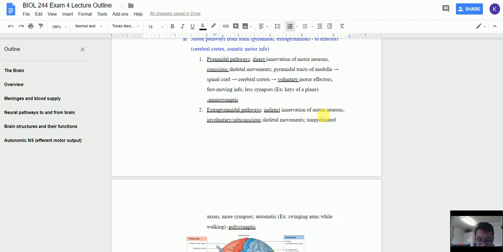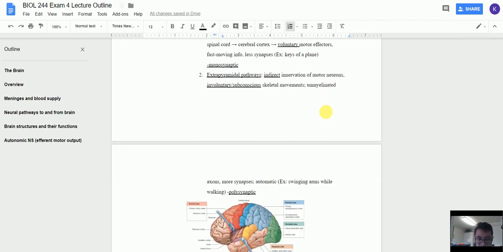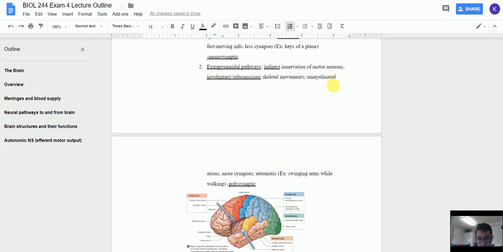Unmyelinated axons, more synapses, automatic. An example would be swinging your arms while walking, so polysynaptic.